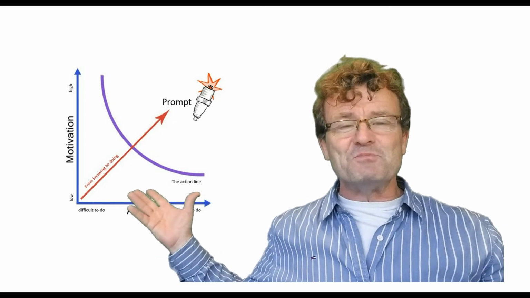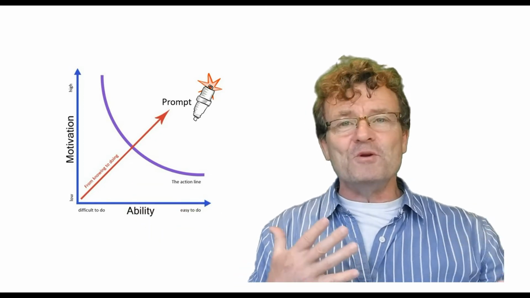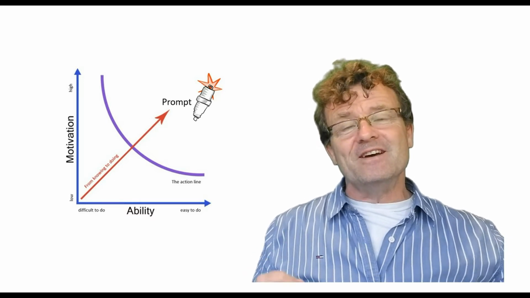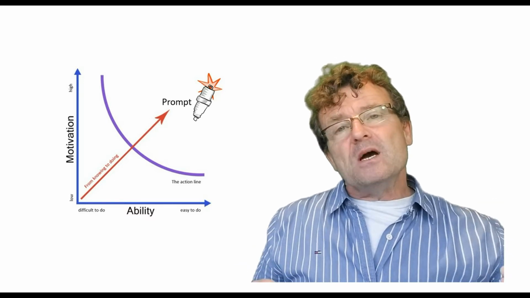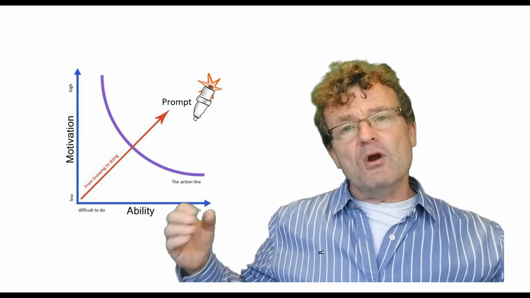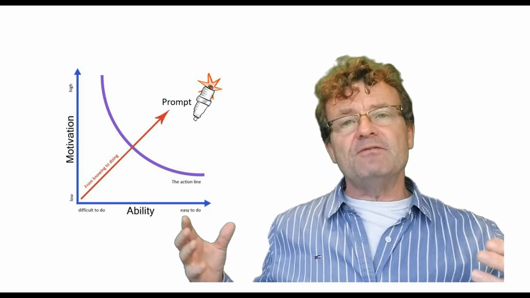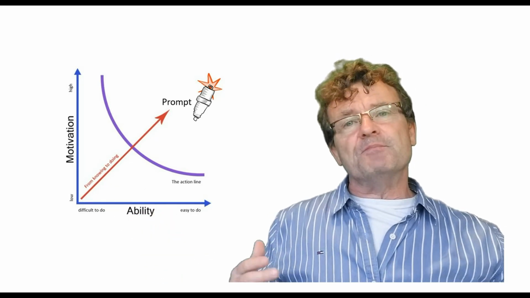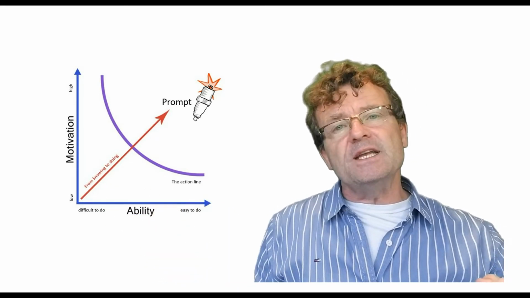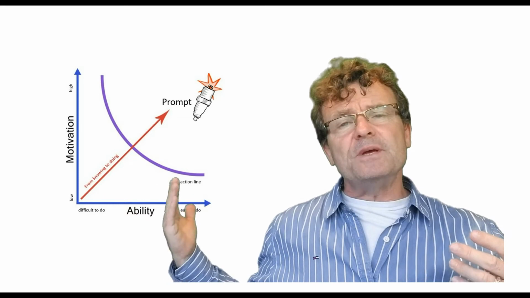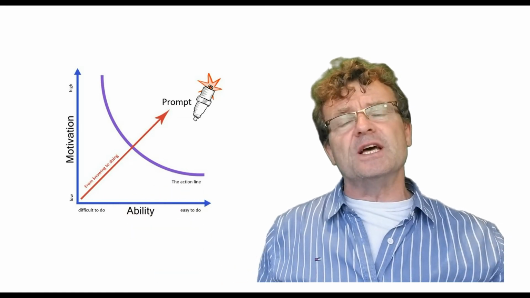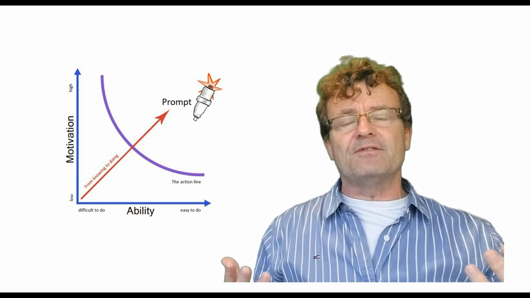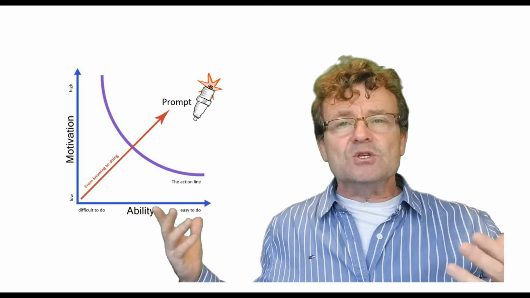Here depicted by a spark plug, as we use it in Formula One racing, the spark plug which ignites the engine of the new behaviour. Now the prompt will only work if the new behaviour is placed above this curve. The curve is known as the action line. And when a behaviour is below the action line, then it doesn't matter what sort of prompt we have, it simply doesn't work. So why is that?